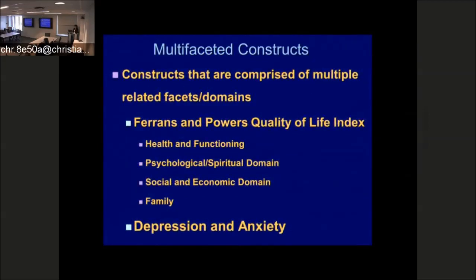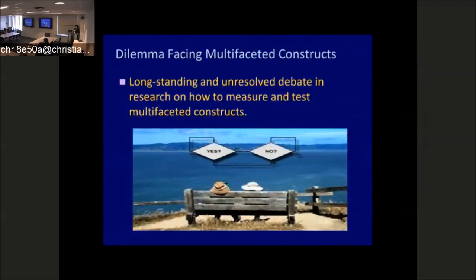Many constructs in health research are multifaceted. Multifaceted means they're comprised of multiple related facets or domains, because healthcare-related constructs are complex, and the coverage of constructs needs to be broad and comprehensive. For example, the widely used Ferrans and Powers Quality of Life Index includes four domains: health and functioning, psychological and spiritual, social and economic, and family. So are depression and anxiety. They all have multiple related yet distinct domains. So the question facing researchers is, how should we test such multifaceted constructs? This has been a long-standing and unresolved debate.